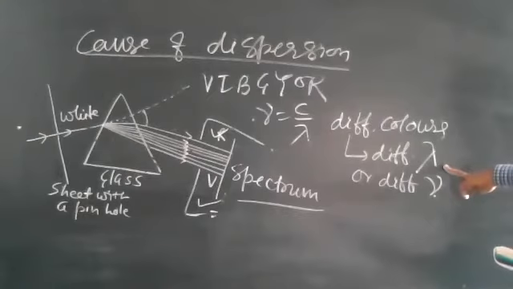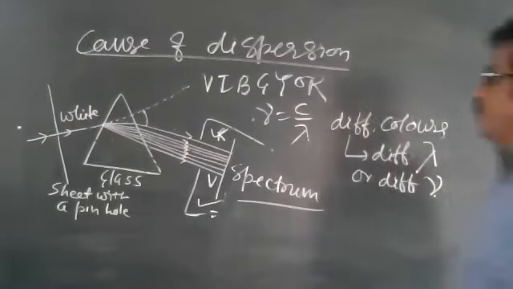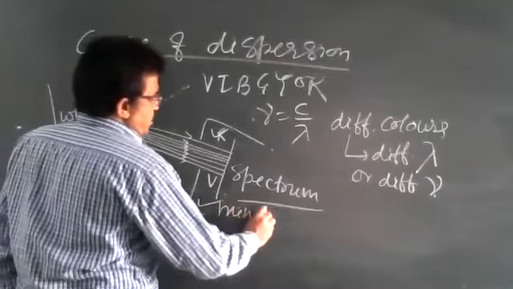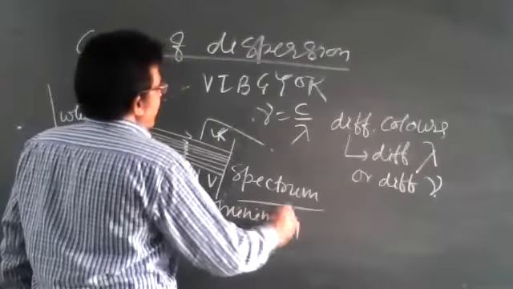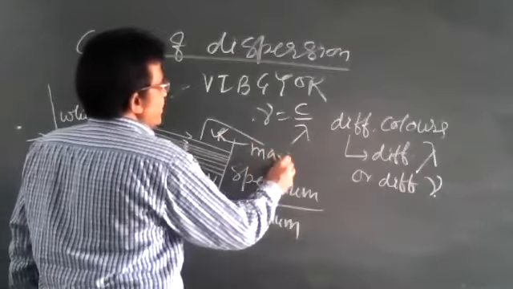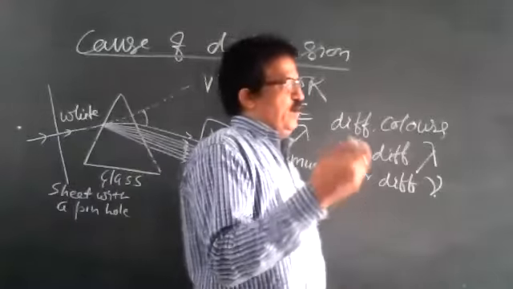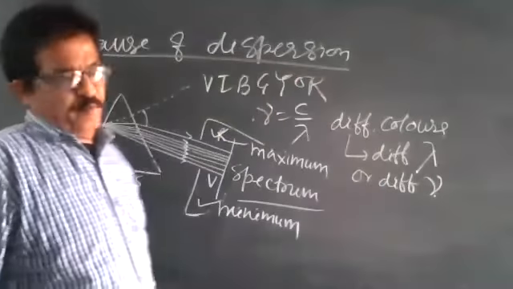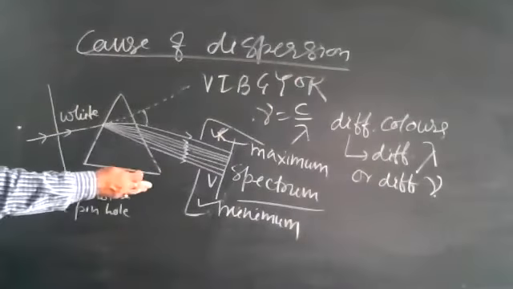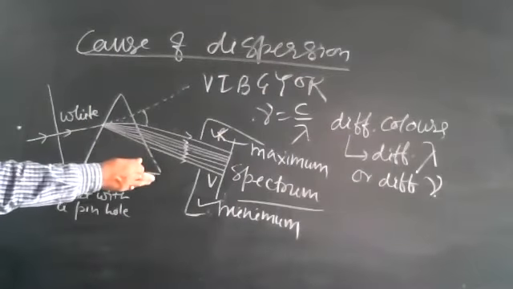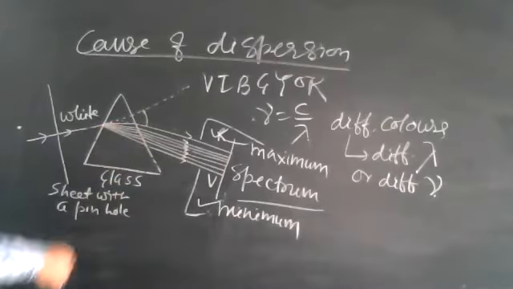So violet color has the minimum speed and red color has the maximum speed. हर कलर की अलग अलग स्पीड होती है. Write down here: violet color has the minimum speed and red color has the maximum speed.